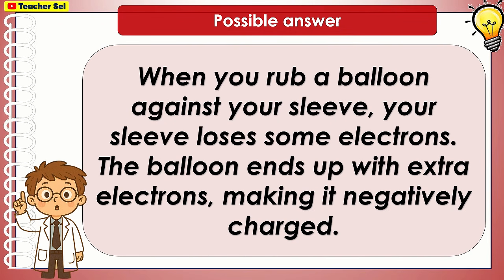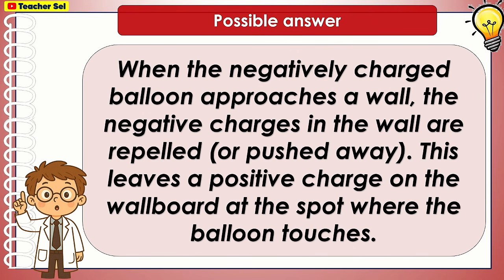When you rub a balloon against your sleeve, it loses some electrons. The balloon ends up with extra electrons, making it negatively charged. When the negatively charged balloon approaches a wall, the negative charges in the wall are repelled or pushed away. This leaves a positive charge on the wallboard at the spot where the balloon touches.